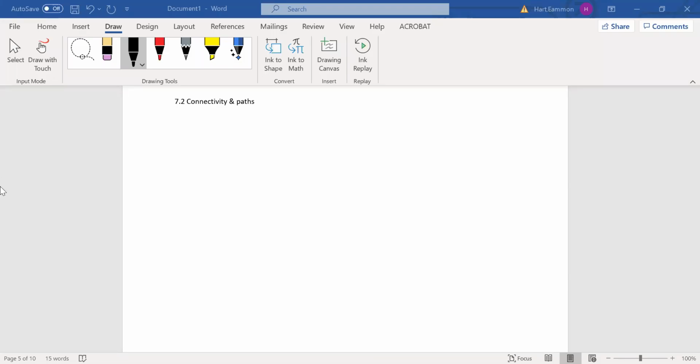Okay, so connectivity and paths. I already kind of alluded to this, but to be more explicit about it. So if this is A and this is C and this is B, then there's a path from A to C, and the path is of length 2 because that's how many vertices are in the middle here.